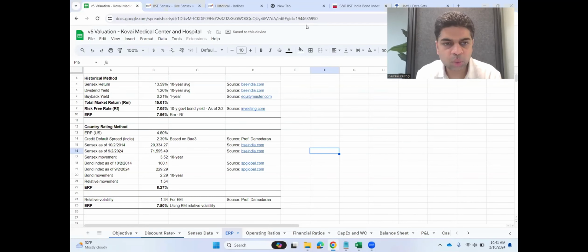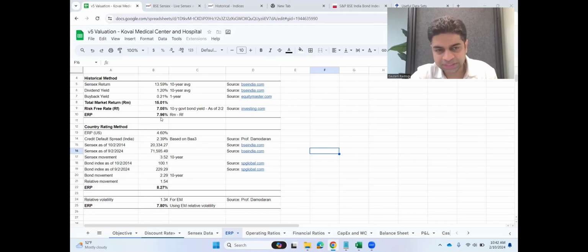So you would see now we have 3 equity risk premiums. Which one should we go ahead with? We have 2 equity risk premiums that we've obtained using the country risk rating method, and we have one from the historical method. The one we just estimated using the emerging markets relative volatility is also pretty close to the historical method. In fact, it's a notch lower.